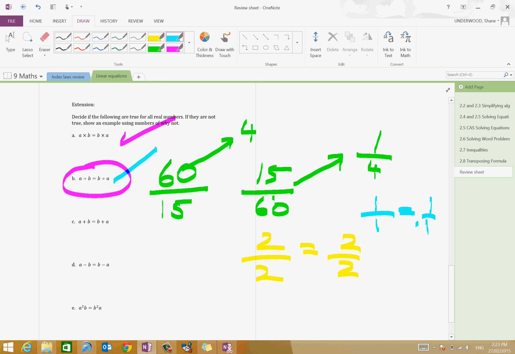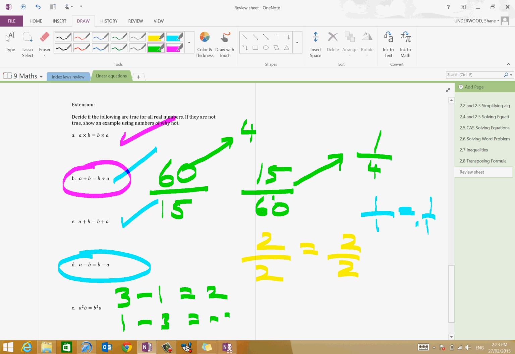What about A plus B and B plus A? Yes, that is always the case for all numbers. What about A minus B and B minus A? No. Can someone give me an example of that? Yes, Alberto. 3 take 1 is equal to 2. 1 take 3 is equal to -2. So that's a case of it not being equal. Can anyone give me an example of it being the case?